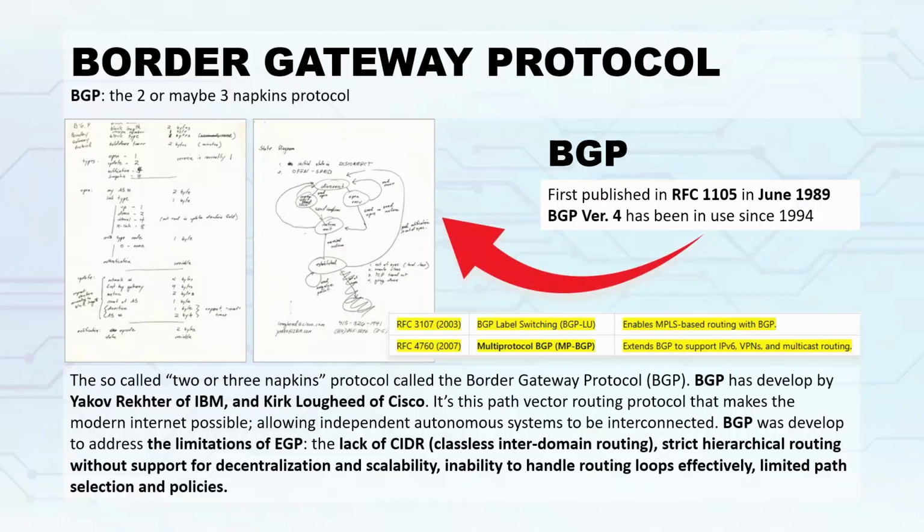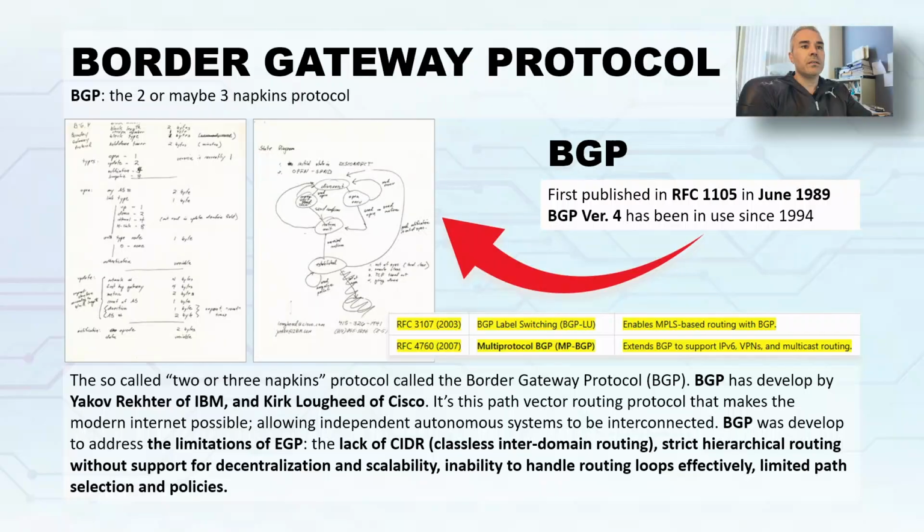BGP is often referred to as the two or three napkin protocol because it was literally designed on some napkins at a coffee shop between some employees of IBM and Cisco. What we have to know about BGP is it was first published in RFC 1105 in June of 1989. And then version 4, which is the most modern version. Well, there are exceptions to that because they did some upgrades, but version 4 has been in use since 1994. And really, 1994 is when BGP started being used and became popular.